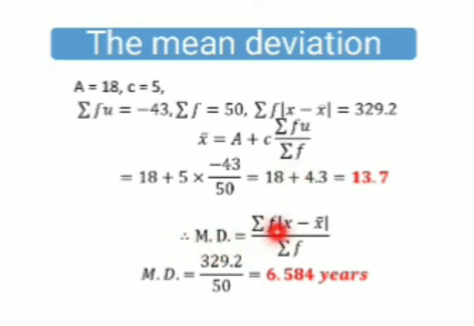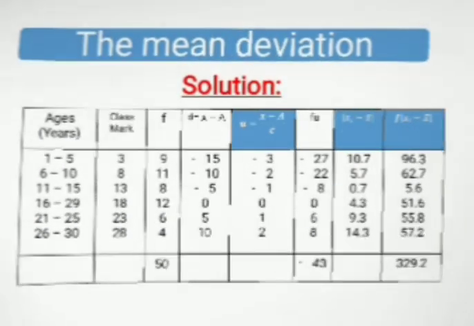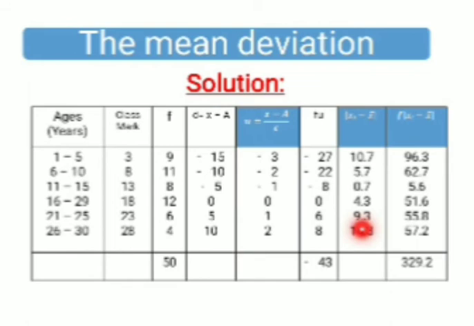So MD now is equal to summation of f modulus of x minus x bar, over summation of f. So to get this, we now go back. Since our mean is 13.7, that is what we now use to generate this column. So 13.7. So x1 now is 3. 3 minus 13.7 is equal to minus 10.7. But because the modulus will take care of what? The minus. It will turn everything to plus. Exactly. Even if the answer is minus, it will still be plus because of this modulus.